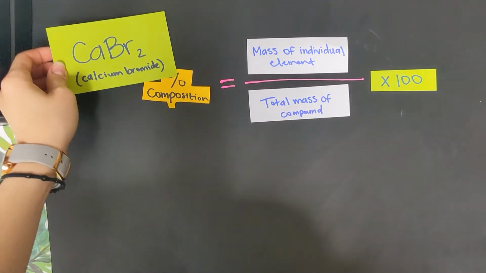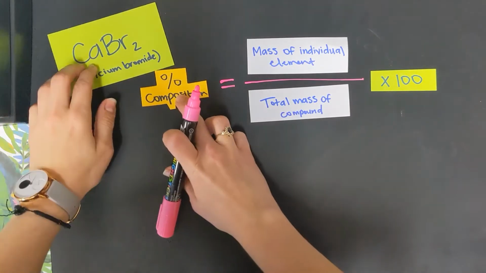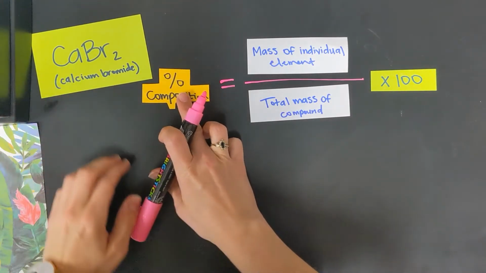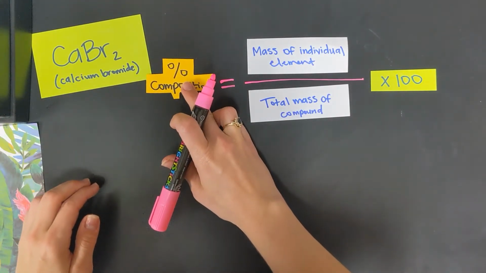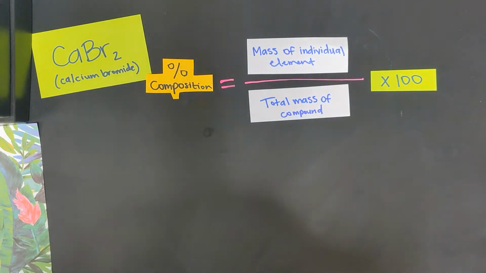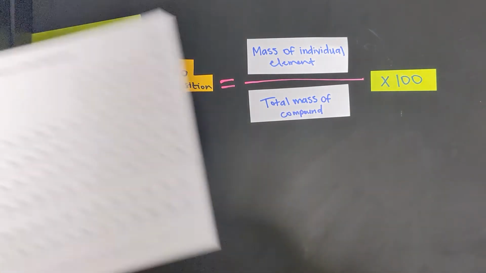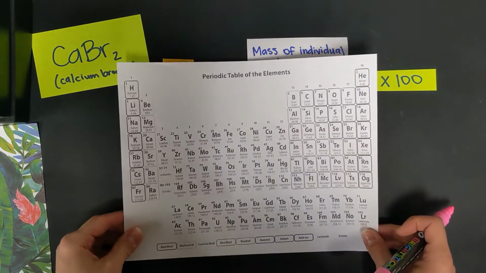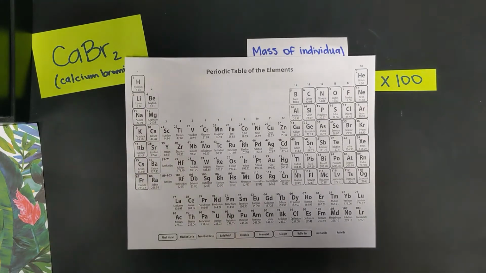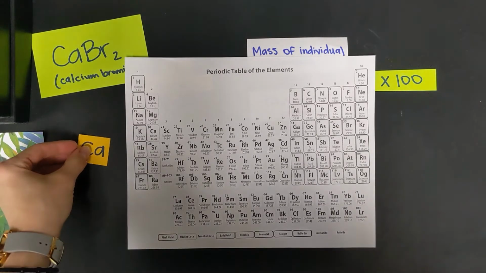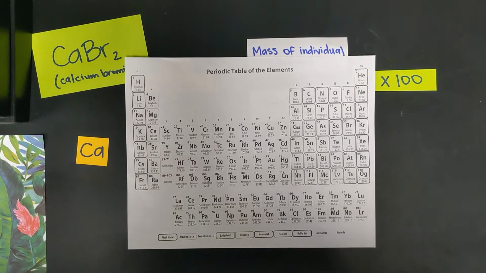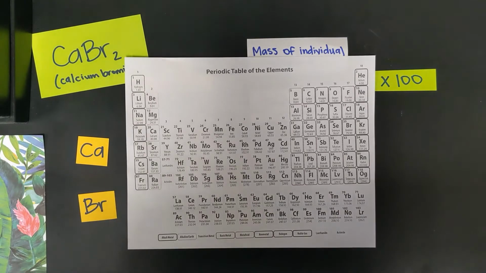We're going to look at CaBr2. So we're going to find the percent composition of CaBr2, which is calcium bromide. I have my periodic table here, so I'm going to go ahead and lay this down so we can look at it. We need the masses of both Ca and Br. So we're going to need to know the mass of Ca and of Br.